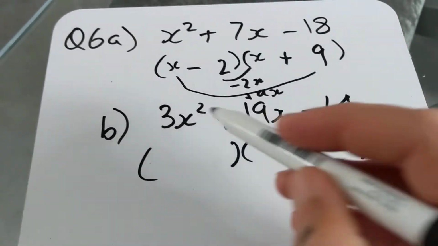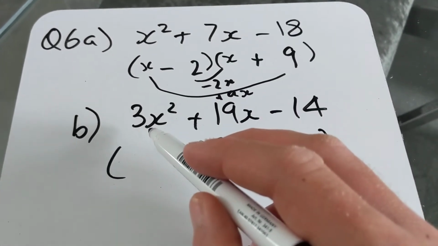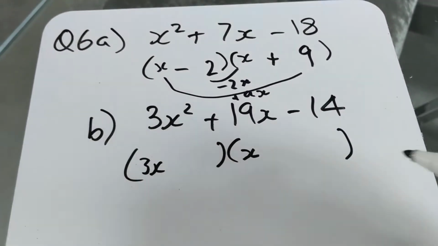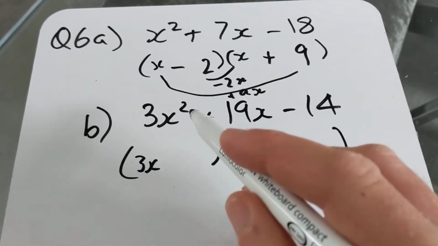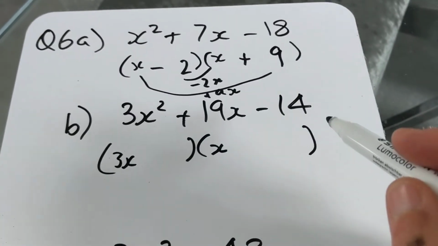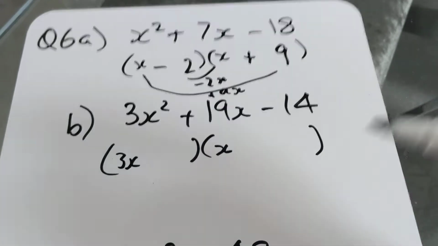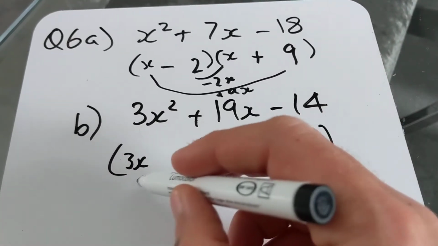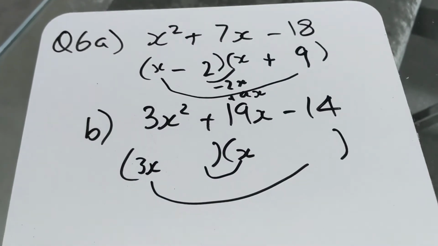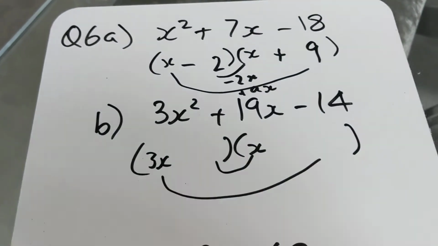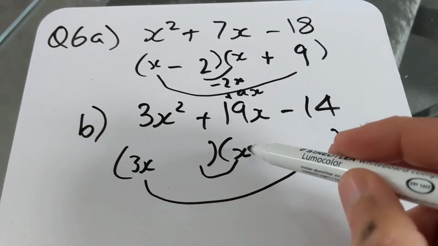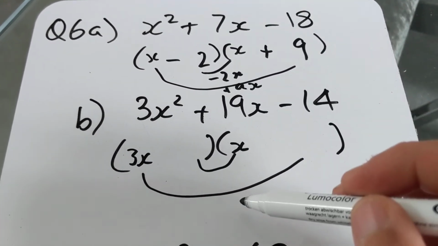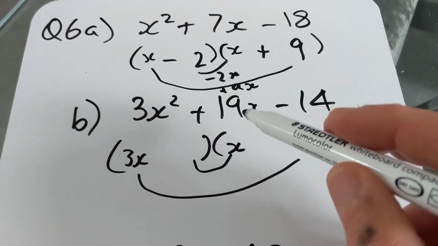Similar story here, no common factor, no difference of two squares, we need two sets of brackets, but this one's trickier because that's what you call a non-unitary coefficient. So we can have a 3x and an x. That's the only way to make 3x squared. To make 14, we've got 1 and 14 or 2 and 7. I think it's going to be 2 and 7 is my guess, but I don't want to just guess, I want to know. If I put a 7 there, 7x, and a 2 there, 2 times 3 would give me 6x, 7x and 6x. That's not helping me.